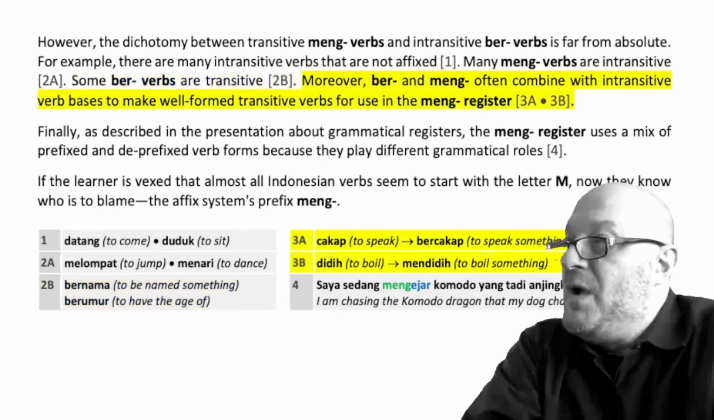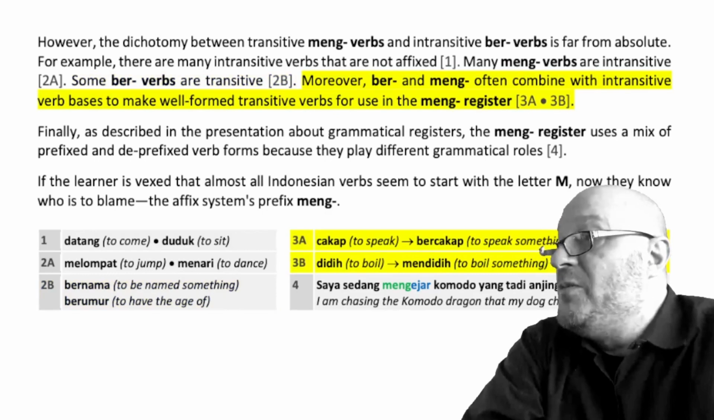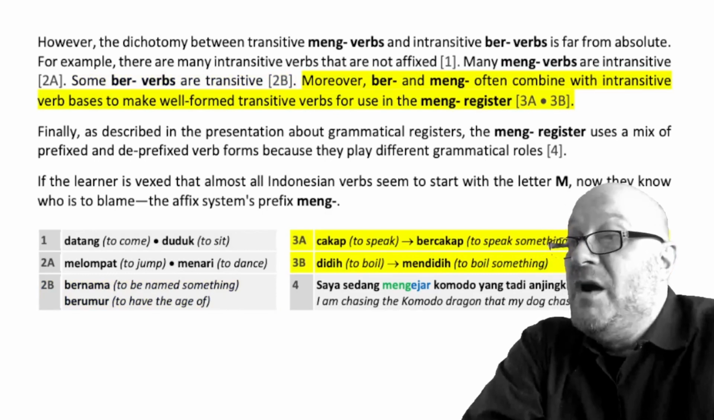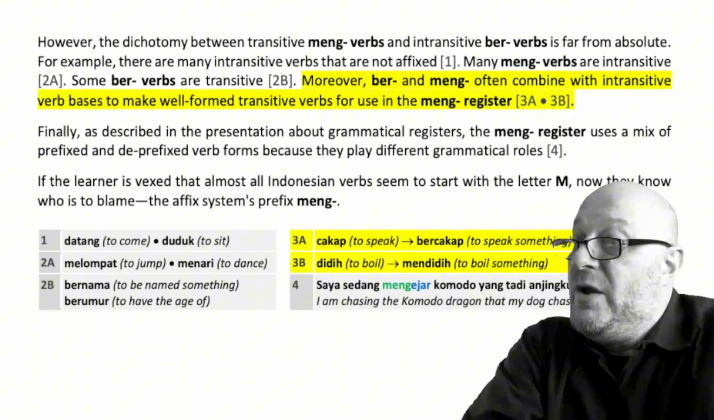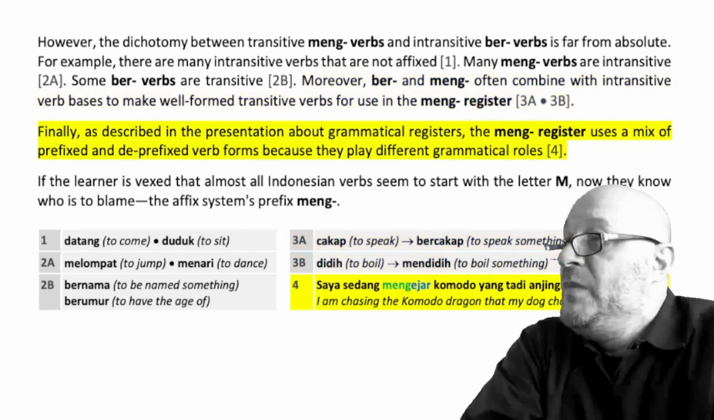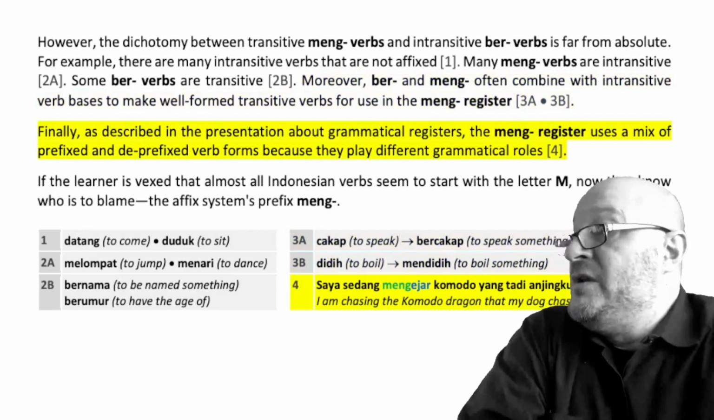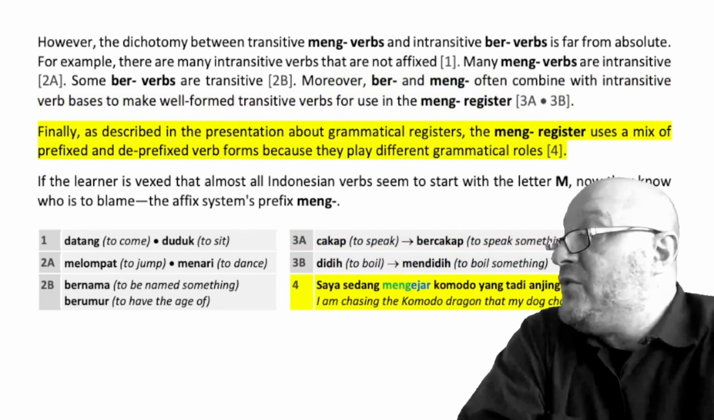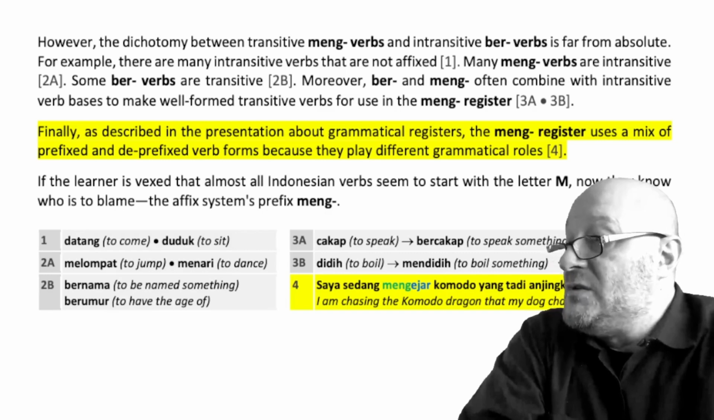Moreover, ber and meng often combine with intransitive verb bases simply to make well-formed transitive verbs for use in the meng register. Example 3a, cakap, to speak, becomes bercakap, to speak something. Example 3b, didih, to boil, becomes mendidih, to boil something. Finally, as described in the presentation about grammatical registers, the meng register uses a mix of prefixed and deprefixed forms because they play different grammatical roles.